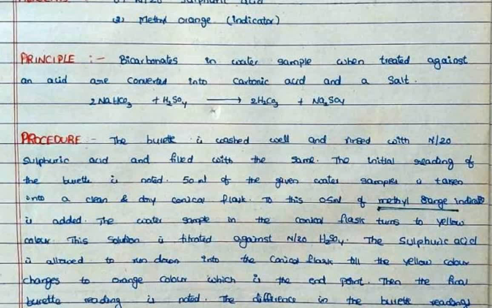Till the yellow color changes, in the conical flask, till the yellow color changes to orange color, which is the end point.